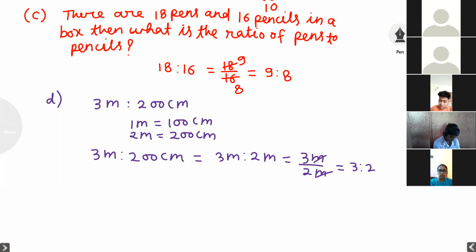Don't be happy that 3 is to 200 is the right answer. The units are different. If units are different, we need to convert into the same unit. Then we can compare the items or quantity or numbers.